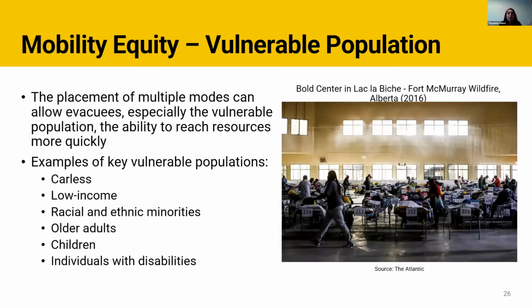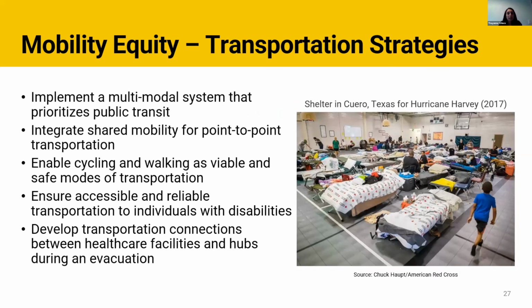We understand that the placement of multiple modes can allow evacuees, especially the vulnerable population, the ability to reach resources more quickly. In disaster situations, the vulnerable population include but are not limited to carless, low income, older adults, children, and individuals with disability. So we can think about some transportation strategies that can be implemented to improve the mobility equity. For example, the Resilience Hub may implement a multimodal system that prioritizes public transit, or integrate shared mobility for point-to-point transportation, or ensure accessible and reliable transportation to individuals with disability.